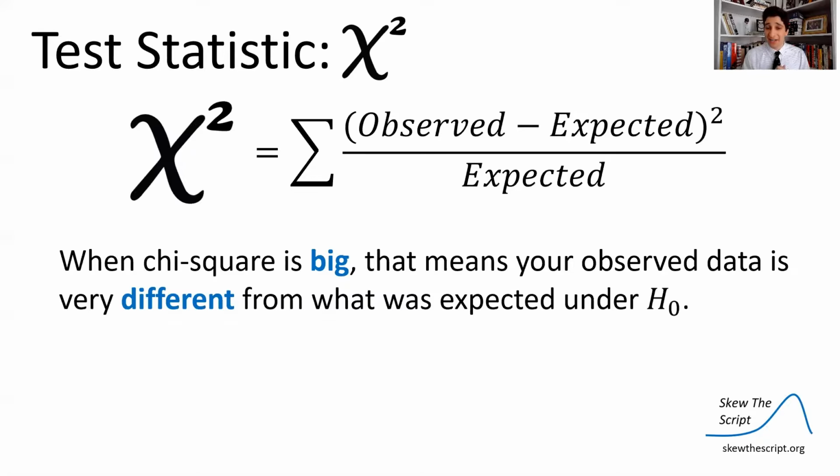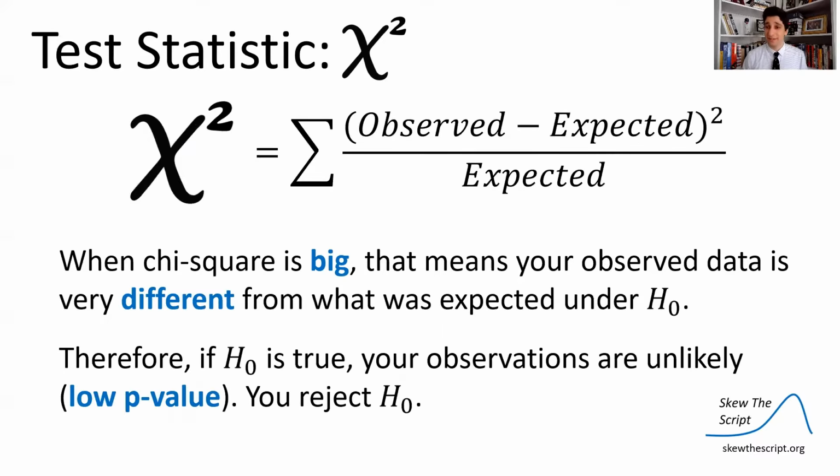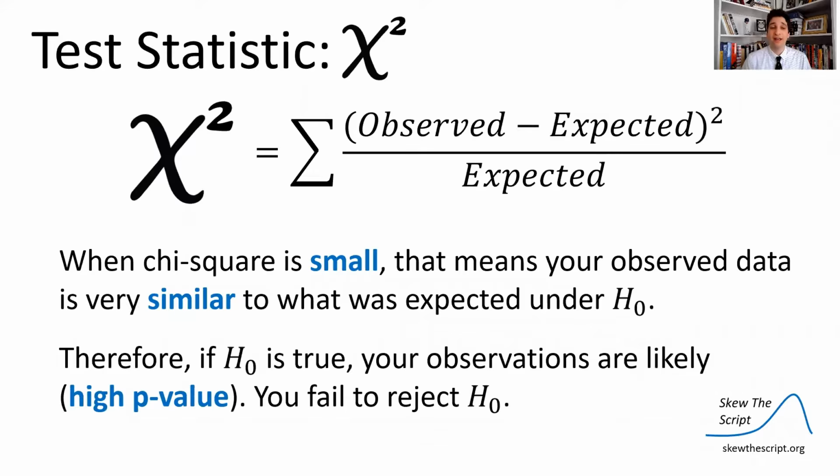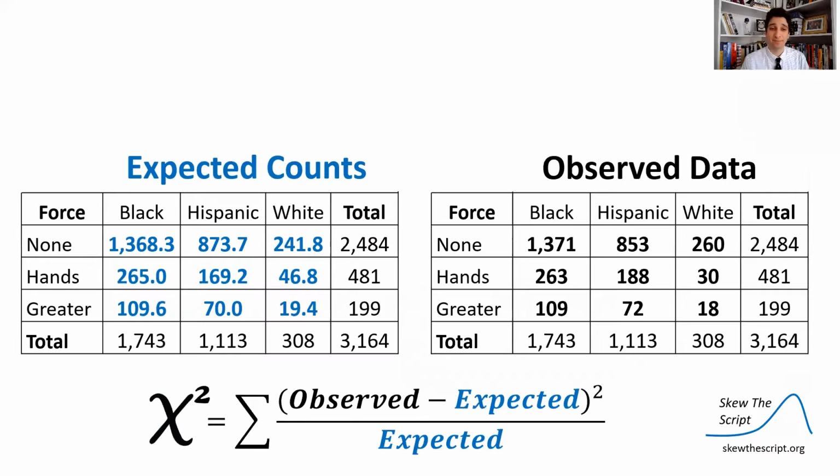And we know that when chi-squared is big, that means the observed data is very different. Those differences are very large compared to what was expected under the null hypothesis. In that case, your sample data was unlikely under the assumption the null was true. You'll get a low p-value and you'll reject the null hypothesis. So when the chi-squared value is small, that means that your observed data was very similar to what you expected under the null hypothesis. Those differences in the numerator were small. Therefore, if your null is true, your observations are relatively likely, and you're going to fail to reject the null hypothesis. You don't have convincing evidence against it.